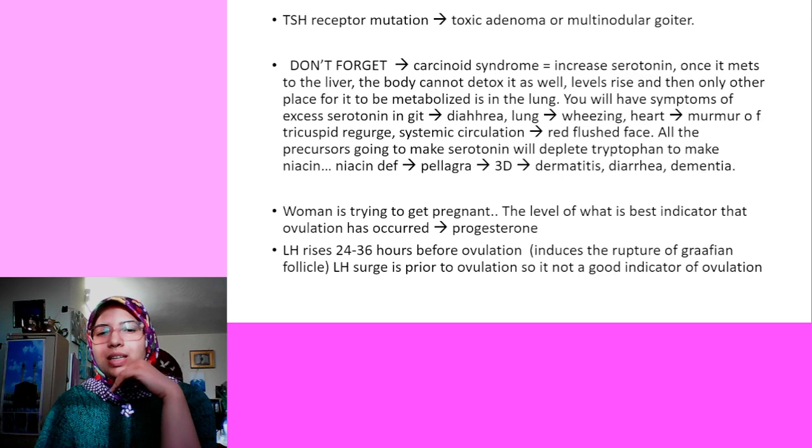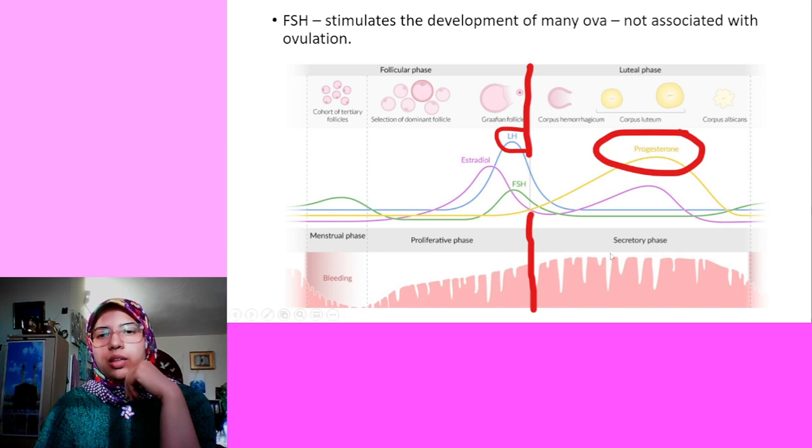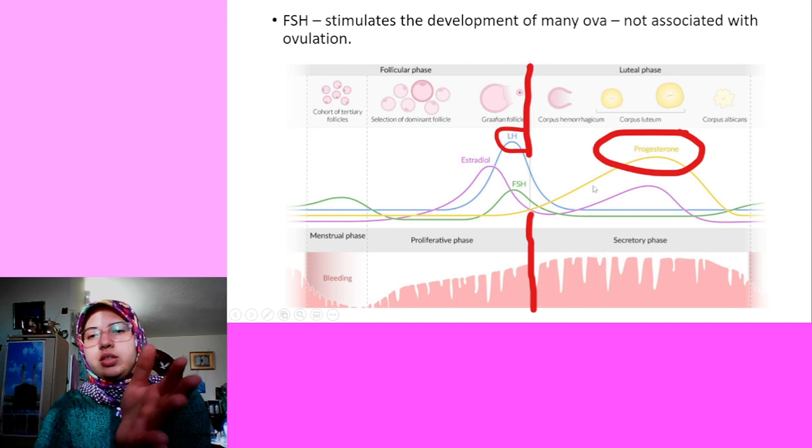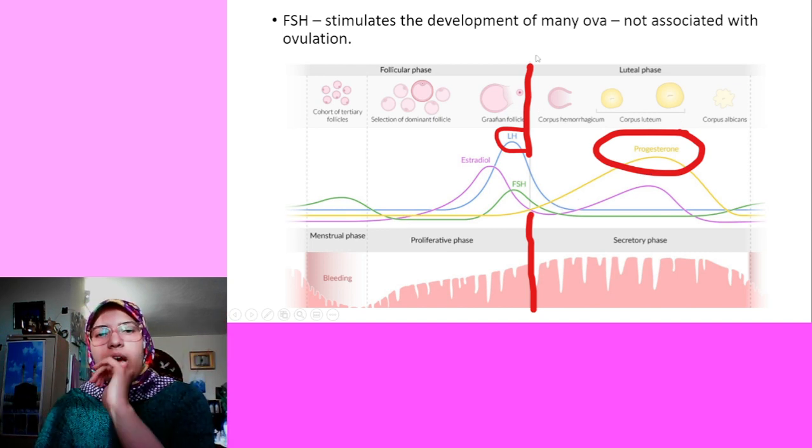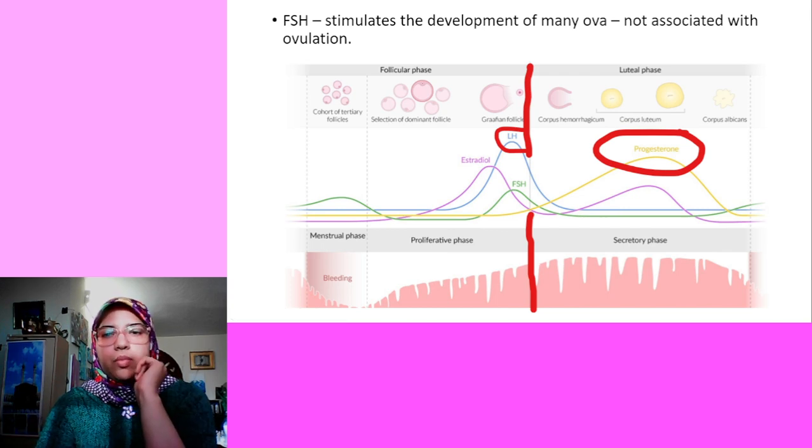A woman who is trying to get pregnant, the level of what is the best indicator that she has ovulated? That is progesterone. So we're going to take a look here. If you look at the luteal phase over here and the secretory phase, you're going to find that progesterone levels steadily rise after ovulation. So a sign that she's ovulated is progesterone.